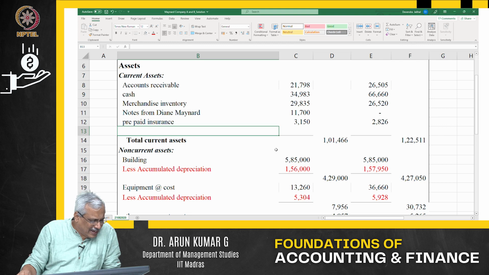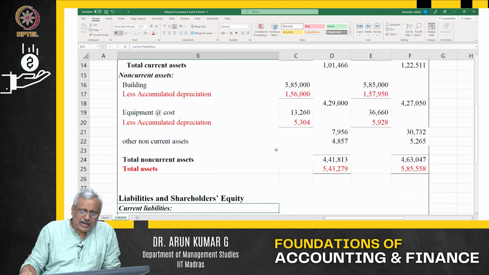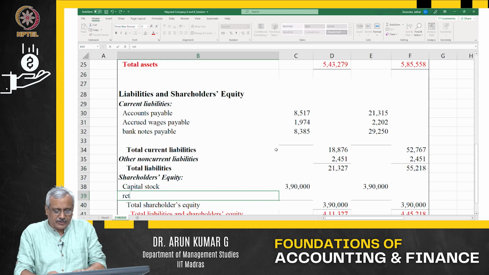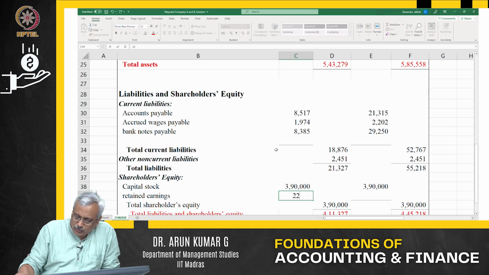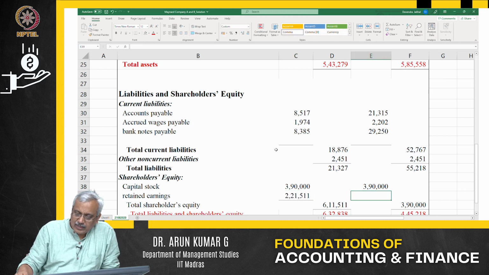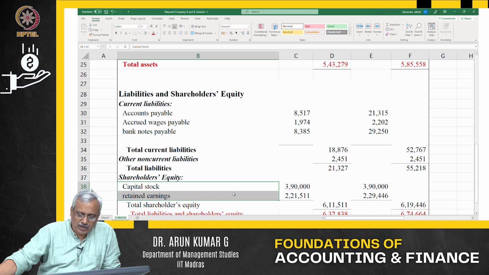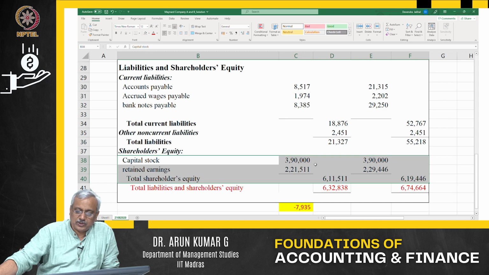Next, retained earnings. Retained earnings belongs to whom? Belongs to the capital provider. So, I got to add it to the capital stock. Retained earnings in this particular case 221,511 and 229,446. Please note the total shareholders equity is always capital stock plus retained earnings. Capital stock plus retained earnings is total shareholders equity. That is what we have written.